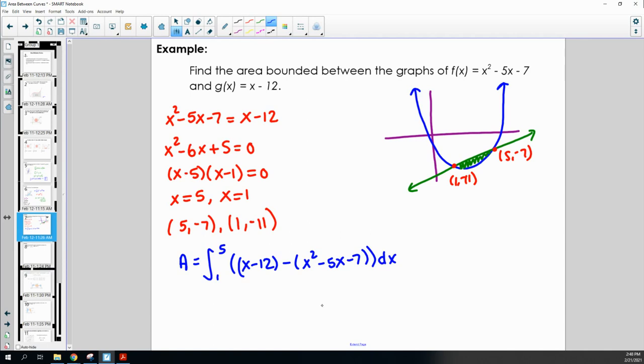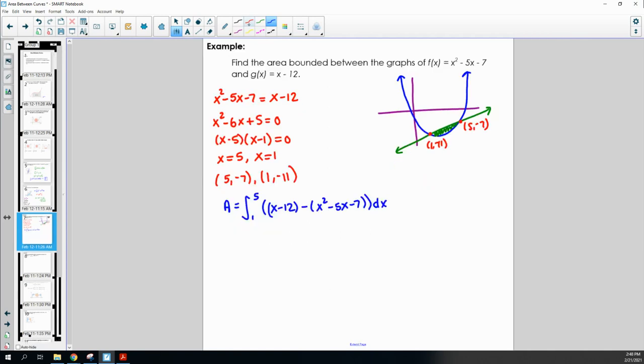So what I can do here before I take the antiderivative is I could actually just simplify this a little bit. So I'm going to just combine like terms. So this is going to end up giving me negative x squared plus 6x minus 5 dx. So I just combined my like terms there, and now I have something a little bit simpler.